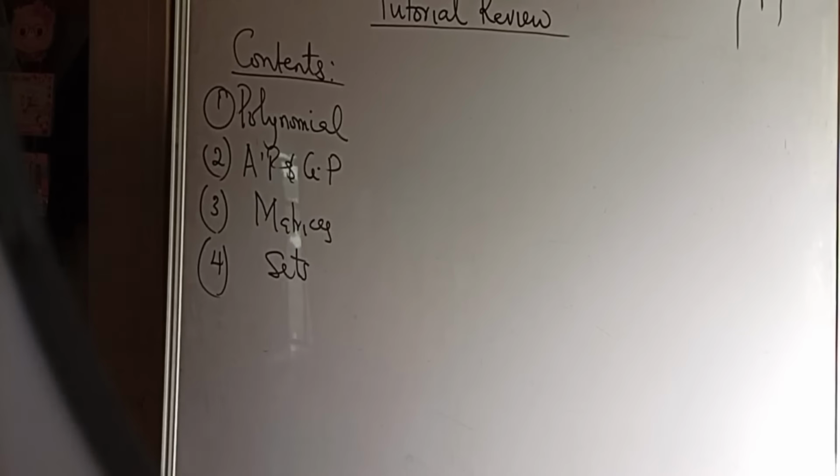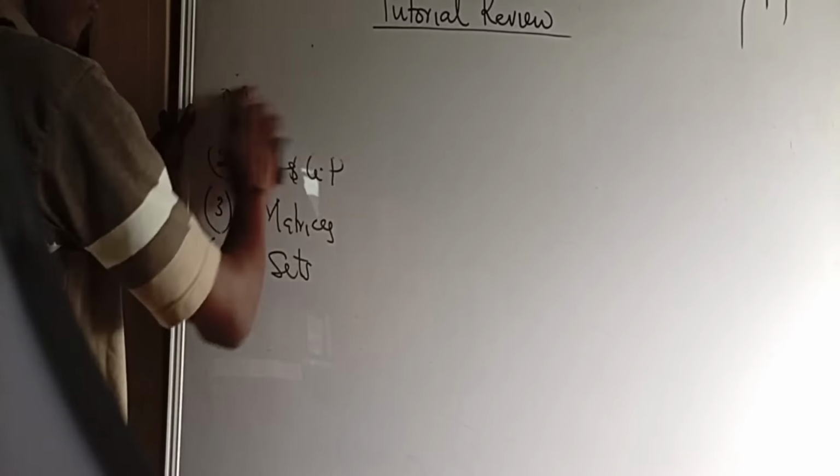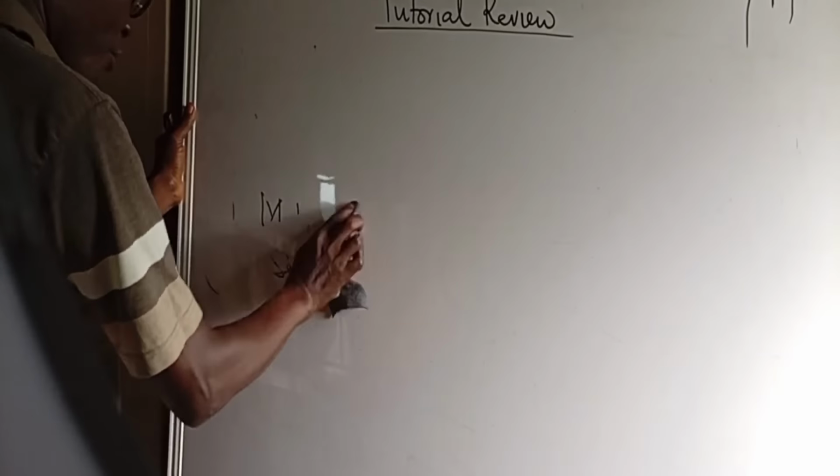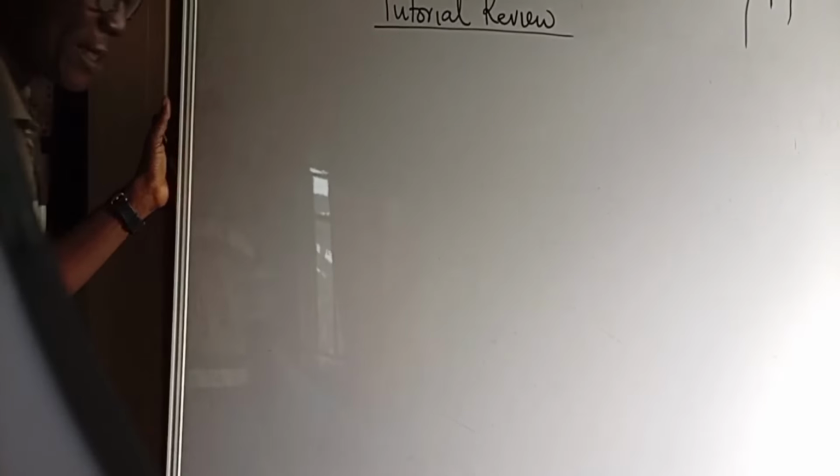So without wasting our time, like I've said, what we are going to discuss will be based on 4 main topics. These are polynomial, AP and GP, matrices, and sets. Now let's start with the polynomial. We are going to solve some polynomial questions to review what we have studied so far.